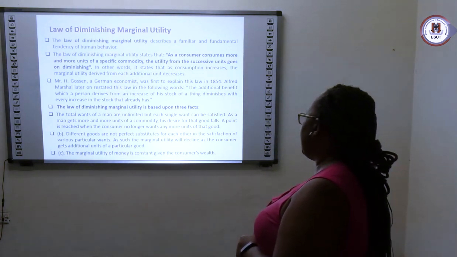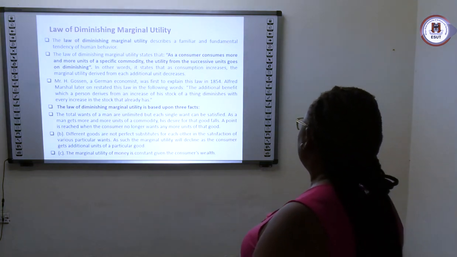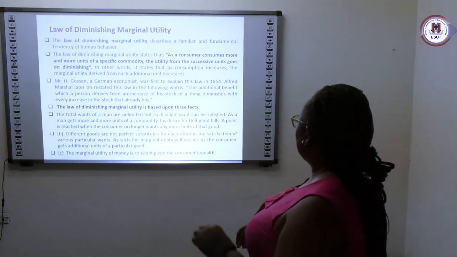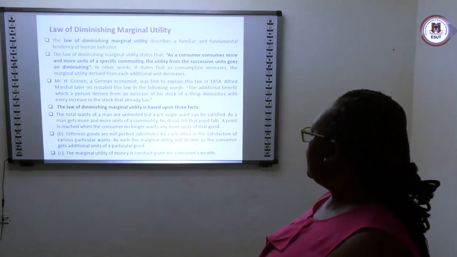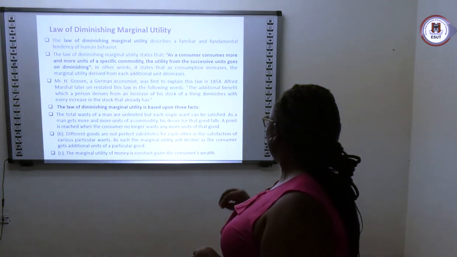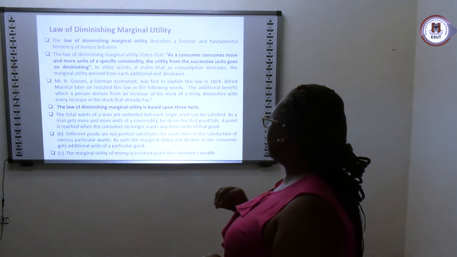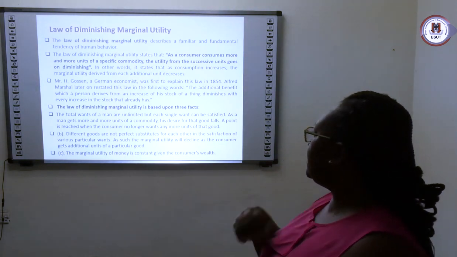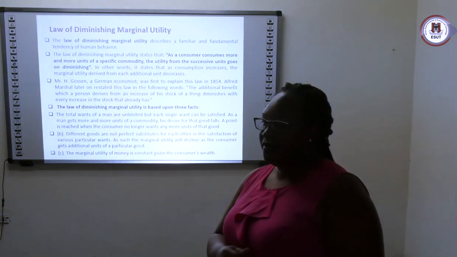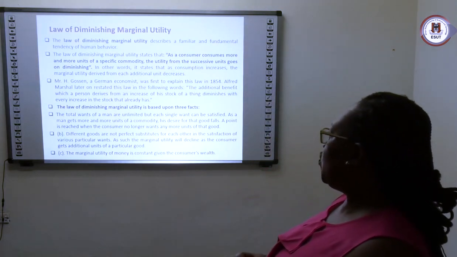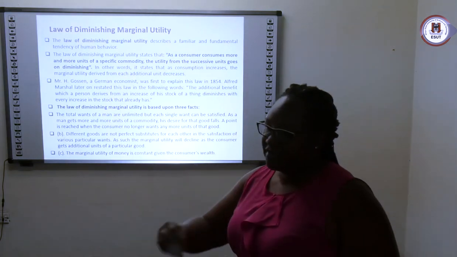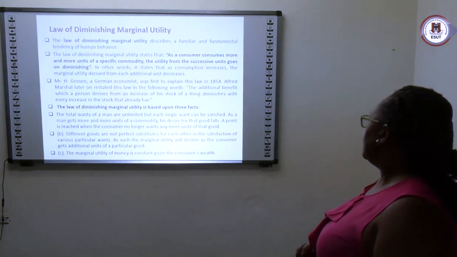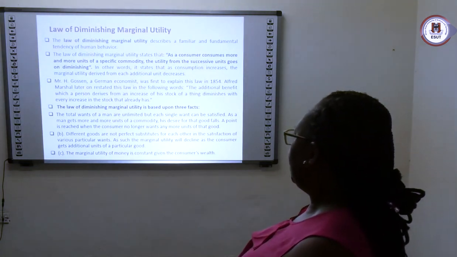According to Gossen, a German economist, who first explained the law in 1854. Alfred Marshall later restated this law in the following words: the additional benefit which a person derives from an increase of his stock of a thing diminishes with every increase in the stock that he already has. So the additional benefits you derive from the increase in stock diminish with every increase in stock. The more you increase that particular product or stock, the satisfaction decreases.